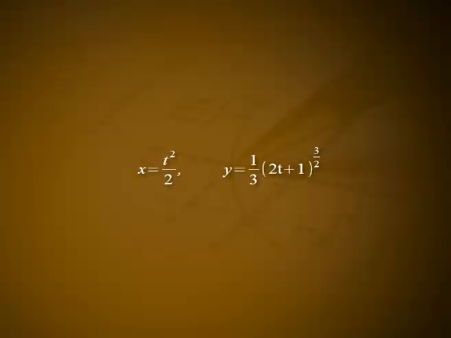Example 3. Calculate the distance travelled by the particle P(x, y) after 4 minutes if the position at any time is given by x = t²/2, y = (1/3)(2t + 1)^(3/2). Solution.